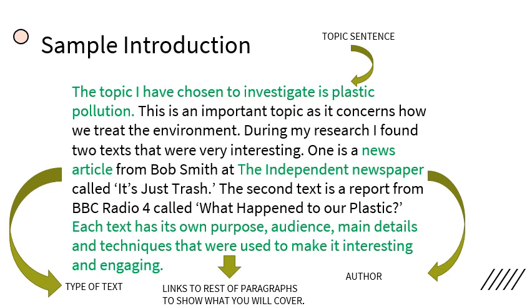During my research, I found 2 texts that were very interesting. You'll see here that in your introduction, you'll then want to say what kind of text you've chosen, for example, a news article, who wrote the news article, and where the article is from and what it's called. You should do this for both texts. At the end of your introduction, you should then signal the structure for the rest of the piece of writing. You could do this by simply saying something like, each text has its own purpose, audience, main details and techniques that were used to make it interesting and engaging. That then sets up the structure for the rest of the paragraphs that you're going to write.